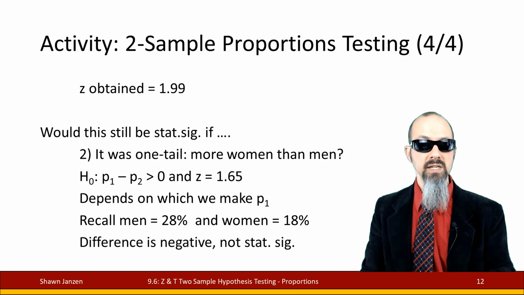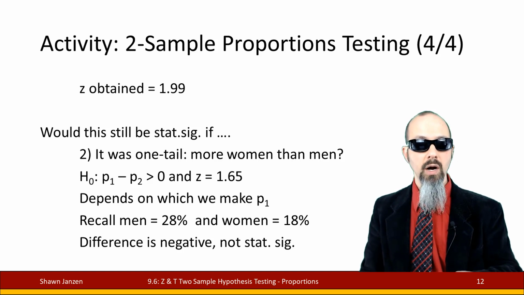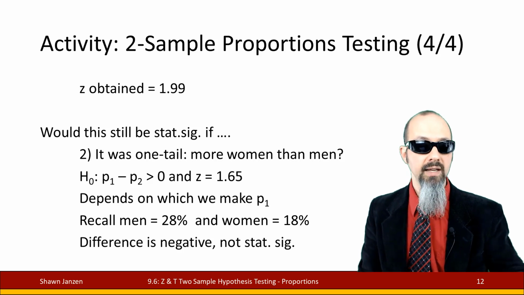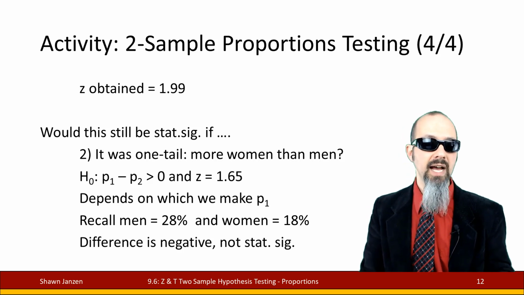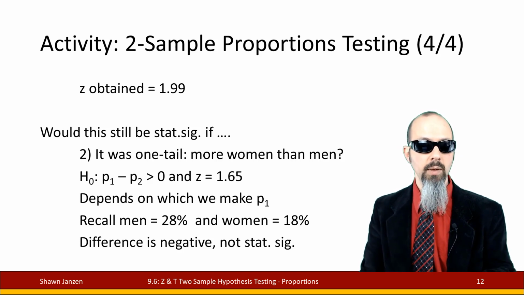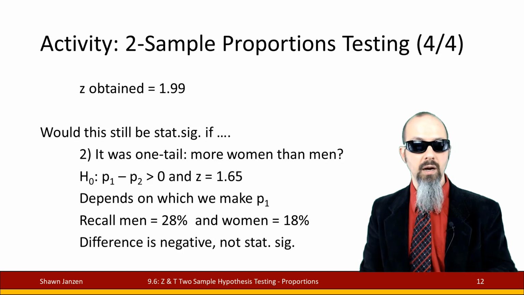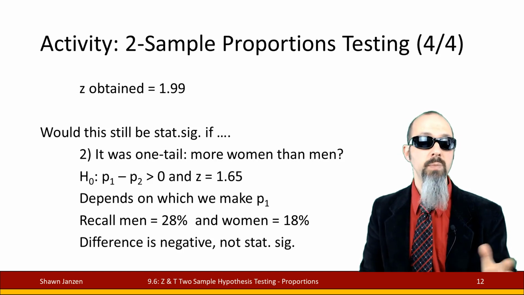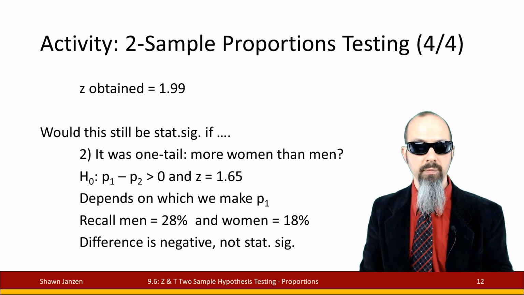And our critical z-score is still on the positive side, plus 1.65. So our z-score is going to be on the wrong side of the tail. And therefore, it's not going to be statistically significant in this case. Which, again, lines up, if we're making sense, that there is a difference between men and women, but it is men that believe we are spending too little, more so than women.